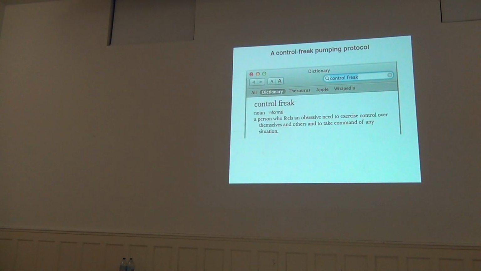Let's see. First I want to illustrate this with a very specific pumping protocol, and this is what we call a control freak pumping protocol. So a piece of psychology is now intruding, maybe this is a technical term from psychology. I looked it up in my dictionary. Control freak: a person who feels an obsessive need to exercise control over themselves and others and to take command of any situation. Okay, so I guess I'm a control freak in some sense. I get a paper from a student, usually I rewrite the whole thing, I figure out new notation, so I think that's an example of a control freak.